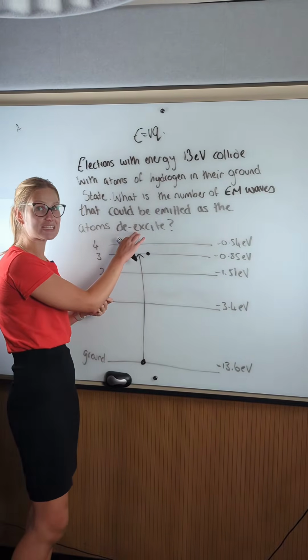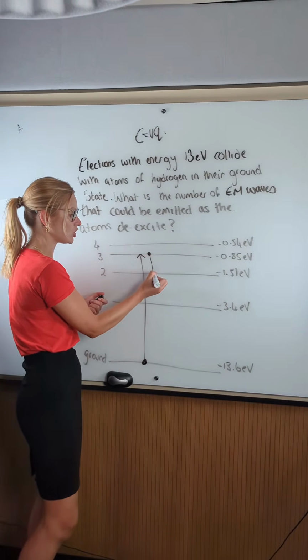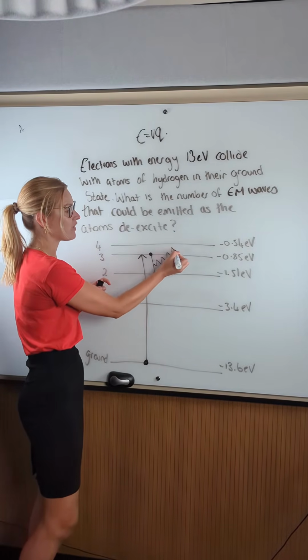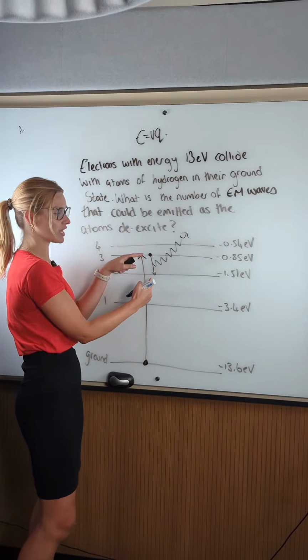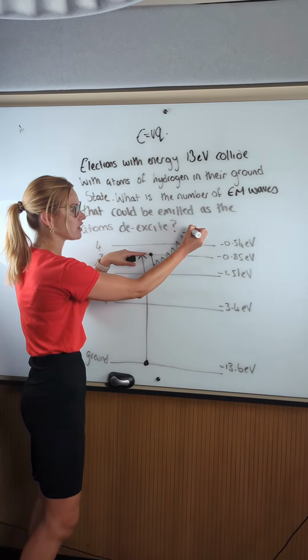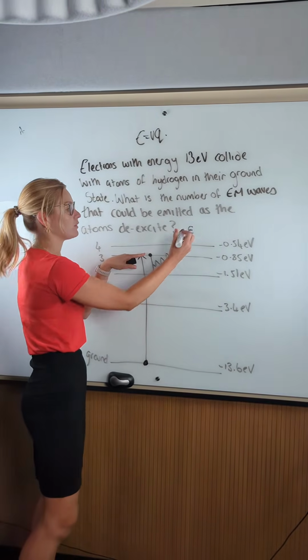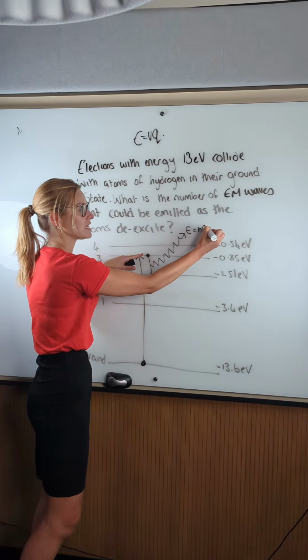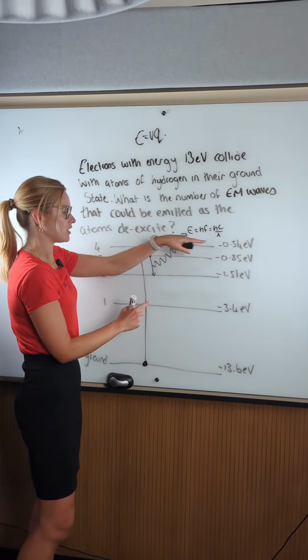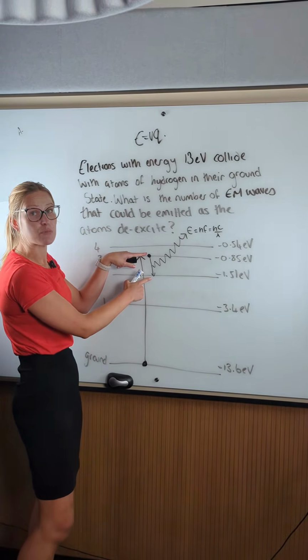And then we know when it de-excites, when it falls back down to a lower energy level, what it does is it emits an EM wave with energy equal to that energy level gap. So whatever the difference is in those energy levels, that's the energy of the EM wave that'll get emitted. And we know E equals hf or E equals hc over lambda, so we can figure out what the wavelength is of that EM wave emitted.